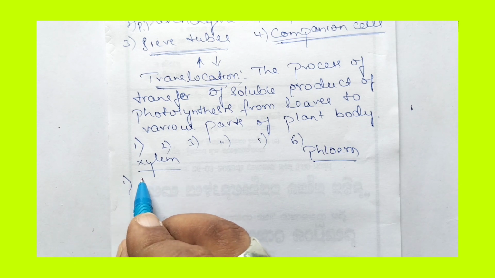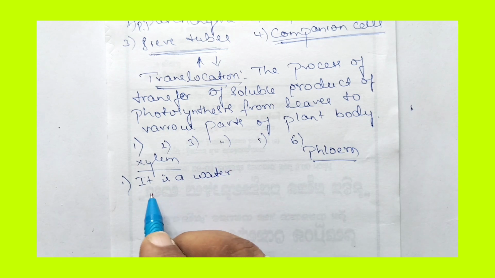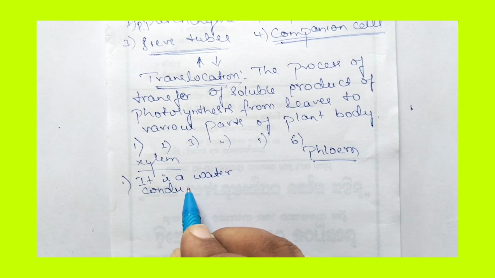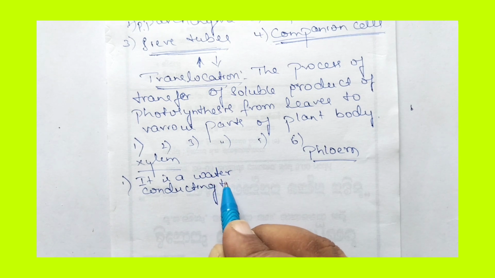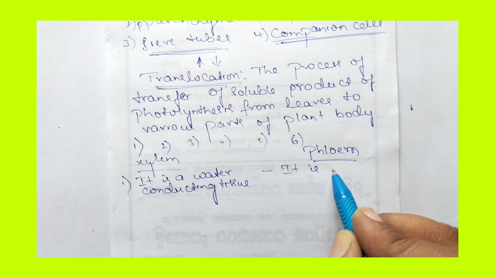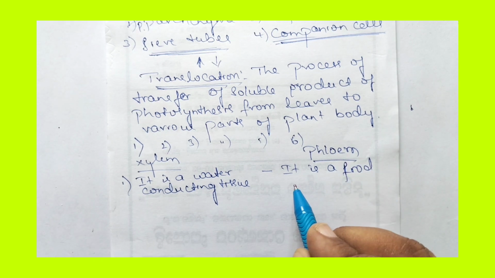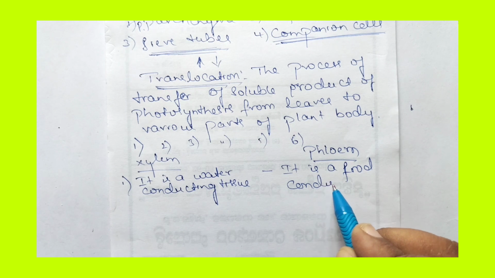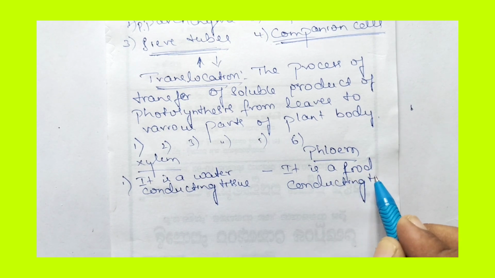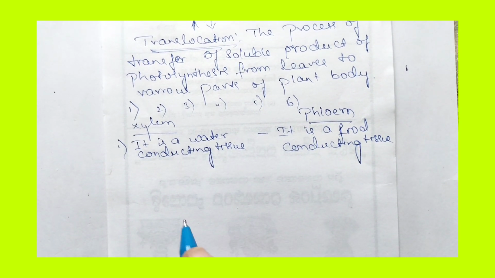The first difference is xylem, it is a water conducting tissue. That means it transports water from roots to all the parts of the plant body, especially to the leaves. Phloem is a food conducting tissue. It transports food from leaves to all the parts of the plant body.